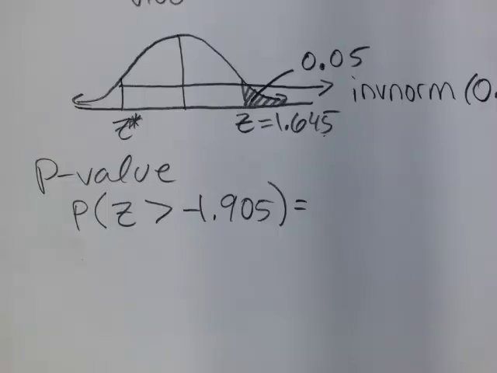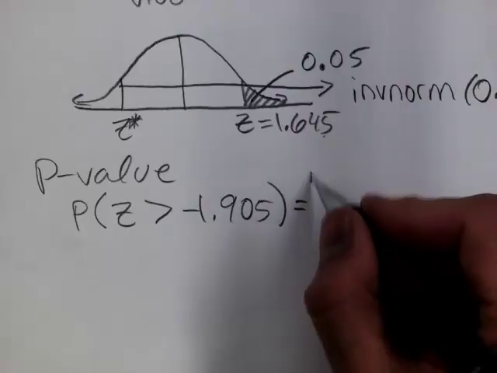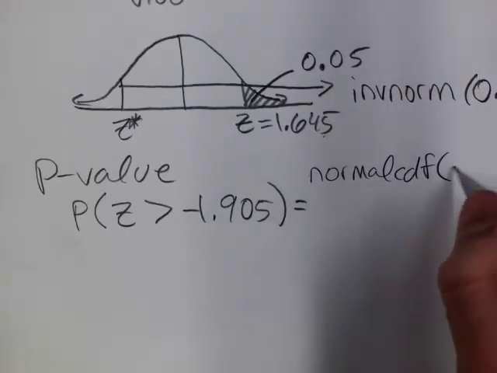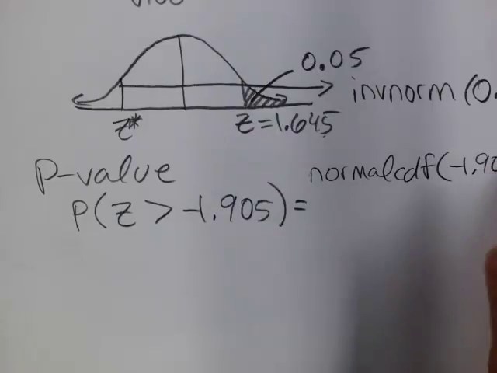Again, this goes back to chapter 5, section 5.1. So I'm going to go ahead and use my normal CDF here. My lower bound is negative 1.905. My upper bound is a super large number. And then I can close parentheses.